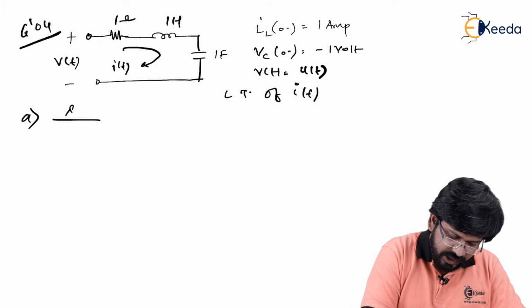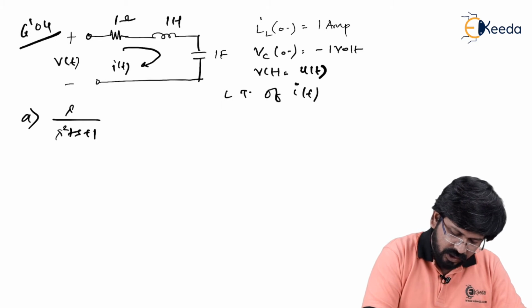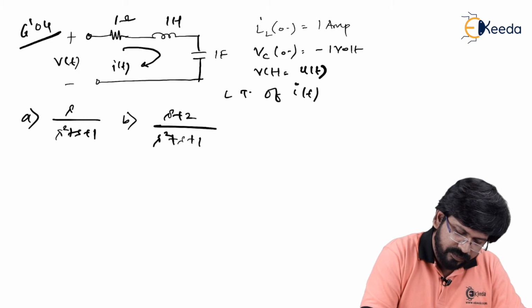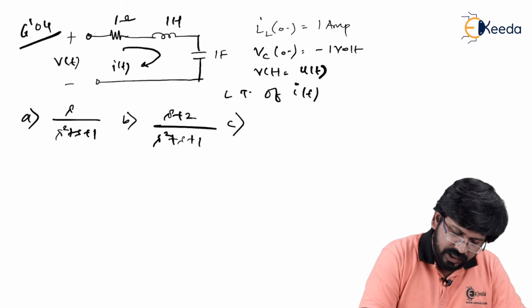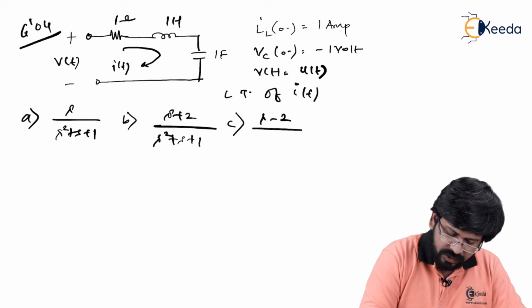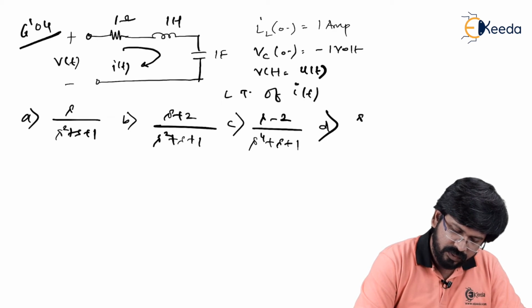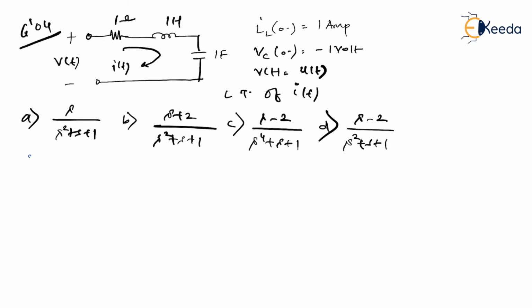They have provided 4 options. Option A is s upon s square plus s plus 1. Option B is s plus 2 upon s square plus s plus 1. Option C is s minus 2 upon s raised to 4 plus s plus 1. And option D is s minus 2 upon s square plus s plus 1.